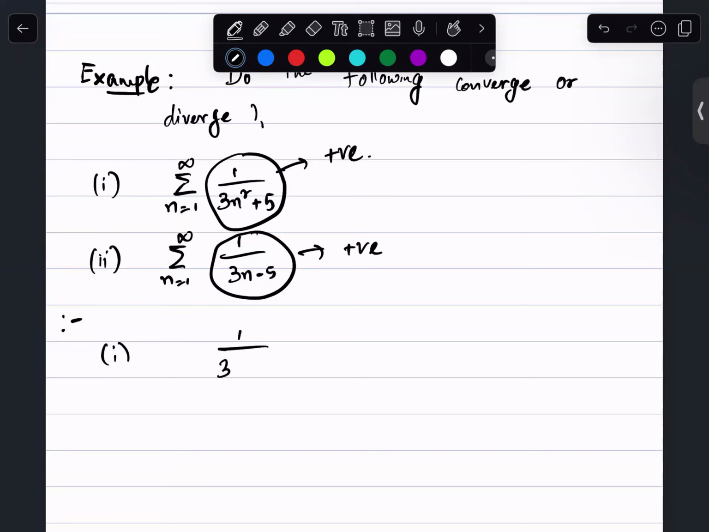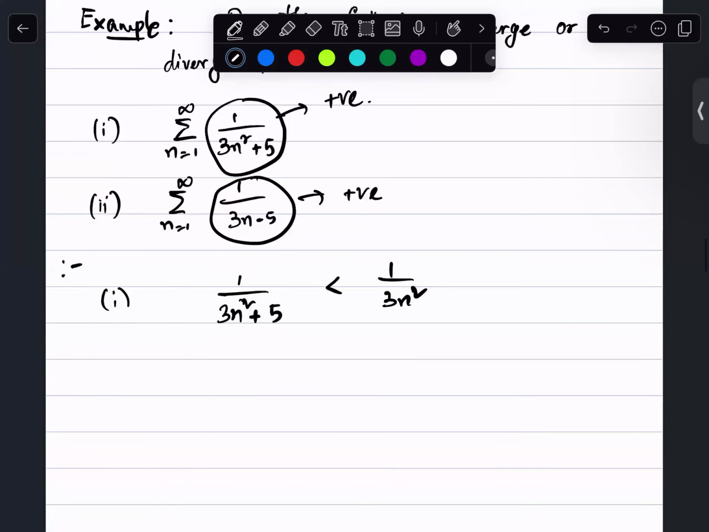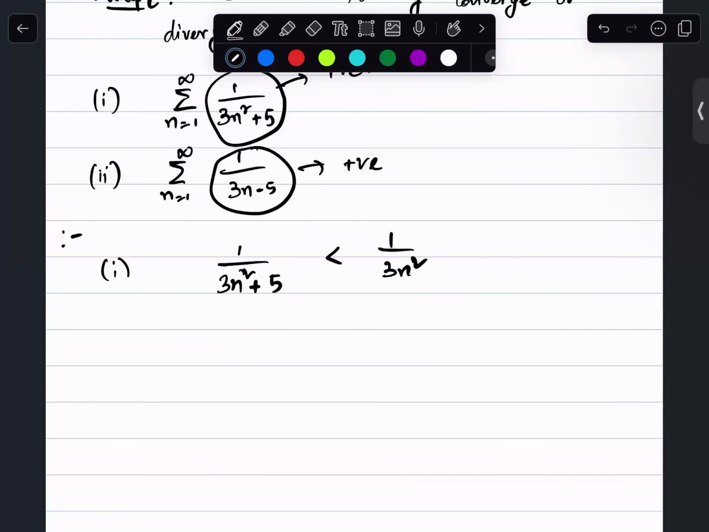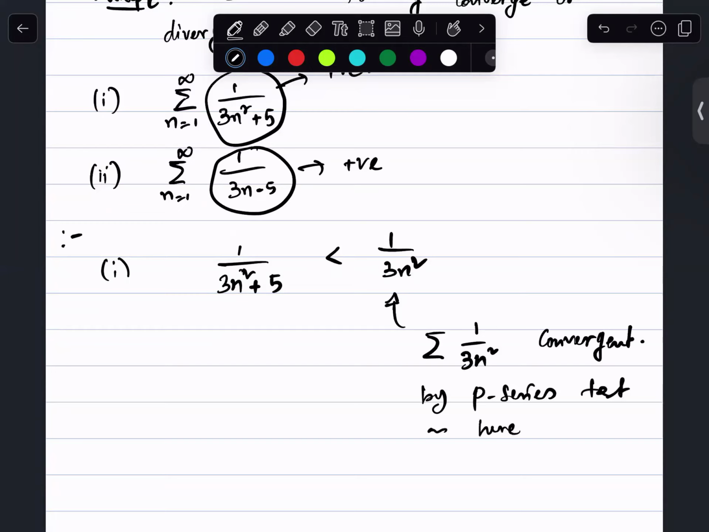Now, we have to be careful. So this is less than 1 over 3n squared, right? By the same logic. And now if I consider the series out of these terms, summation 1 over 3n squared, then this series is convergent. Why? By the P series test, as here P is 2, which is bigger than 1.